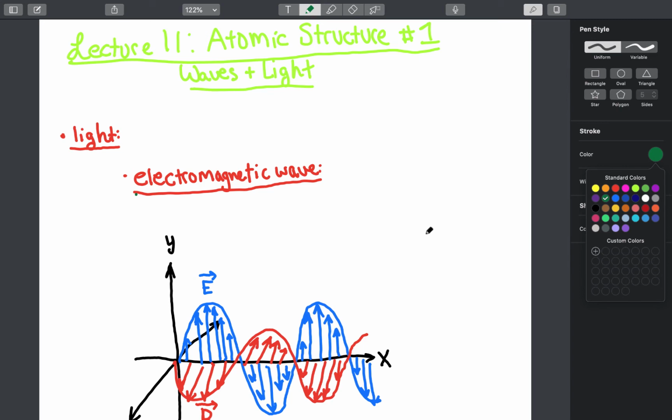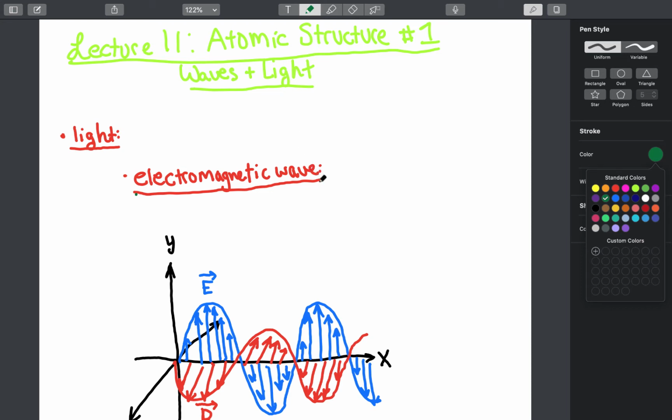So today we're going to be starting our series of lectures on atomic structure. This lecture is going to primarily focus on wave properties in light. Now, light is a very important concept to understand in order to have an understanding of atomic structure, because with our understanding of light, we have been able to deduce many of the concepts of atomic structure. So an understanding of light is very key in order to understand atomic structure. So with that, let us begin.